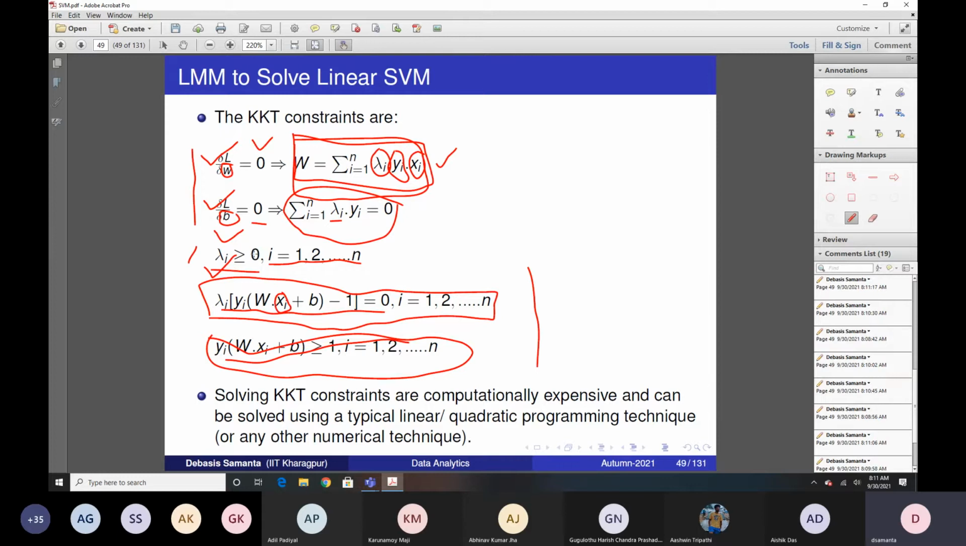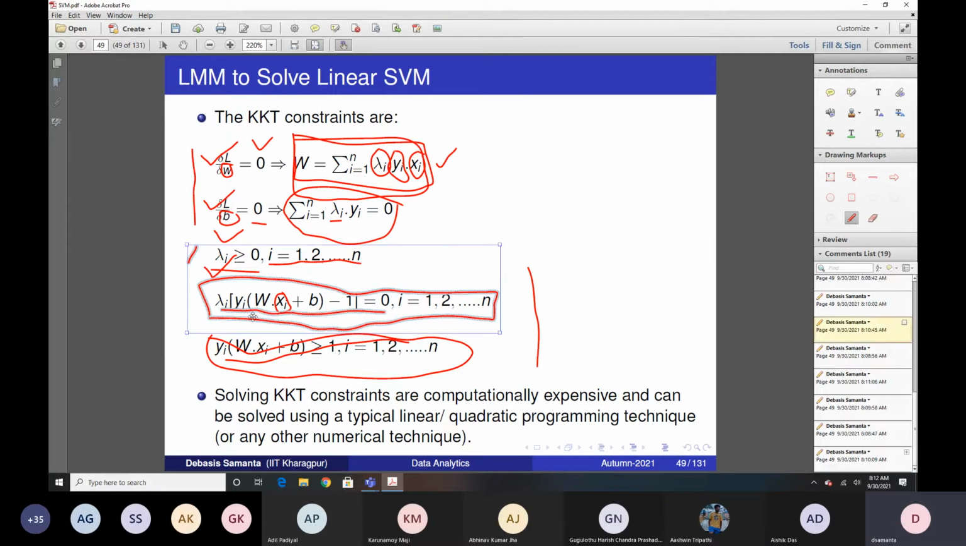Okay, so lambda is greater than 0. If lambda is greater than 0, as it is a multiplication of two terms, then the second term needs to be 0. And the second term being 0 implies that w·x_i + b − 1 equals 0, right? This means that w·x_i + b equals 1. This means that x_i should be on the boundary, because w·x_i + b equals 1.